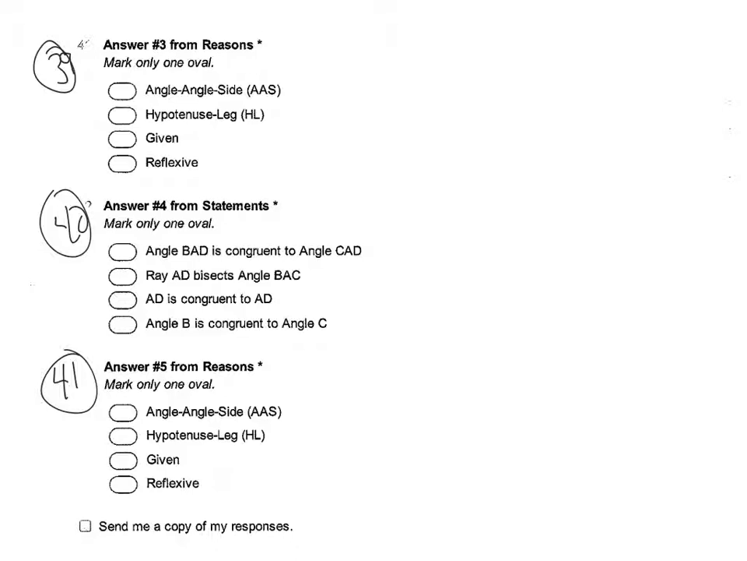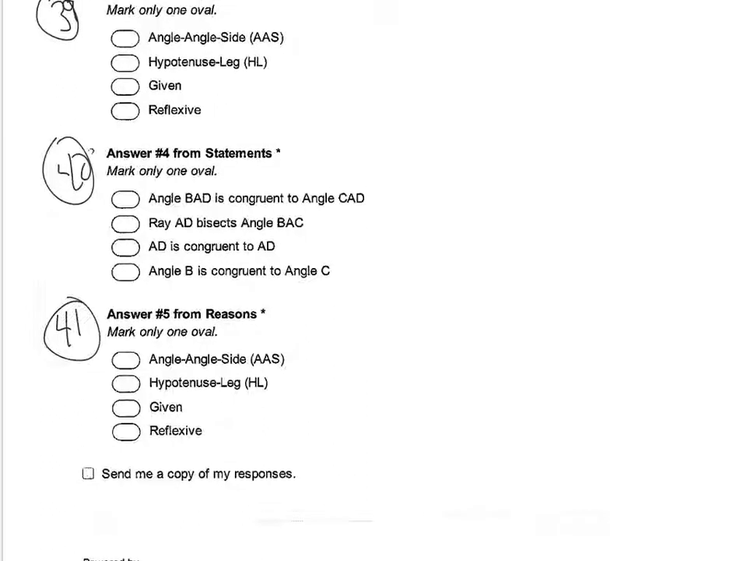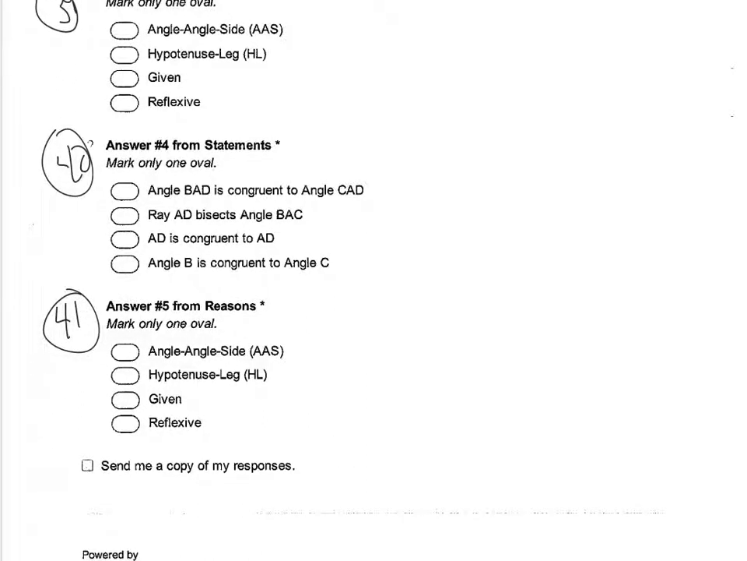Then here are your choices for number 40. So look at the blank, look at the picture. Your choices are that BAD is congruent to angle CAD, AD bisects BAC, AD is congruent with AD, or angle B is congruent to angle C, which were the right angles. And then lastly, number 41, look at the last blank on the test on the previous page in the picture. Is it angle side, hypotenuse leg, is it given information, or is it reflexive?